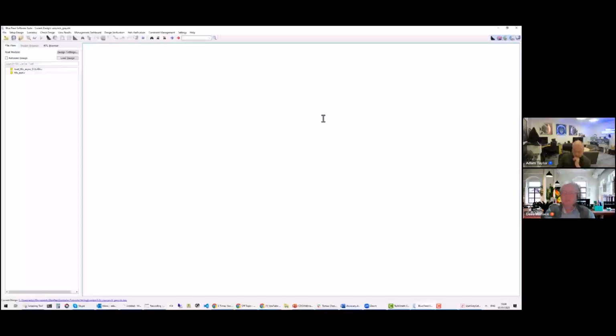For those that have never seen Blue Pearl's Visual Verification Suite before, this is what it looks like. Down here we have the file view, and this is the transcript area. As we go through this, we're going to open several windows and take a look at the design.